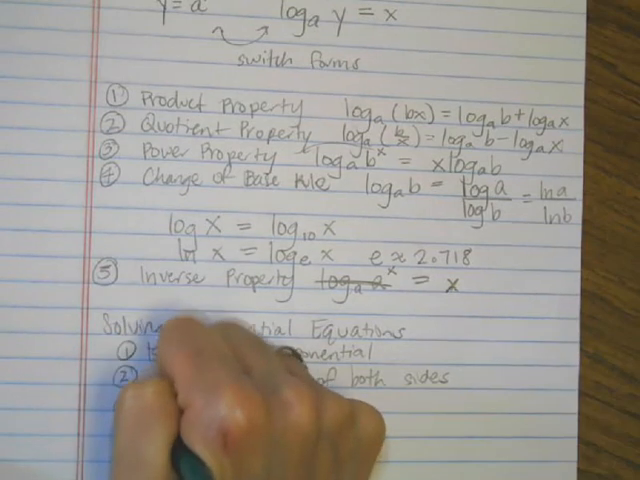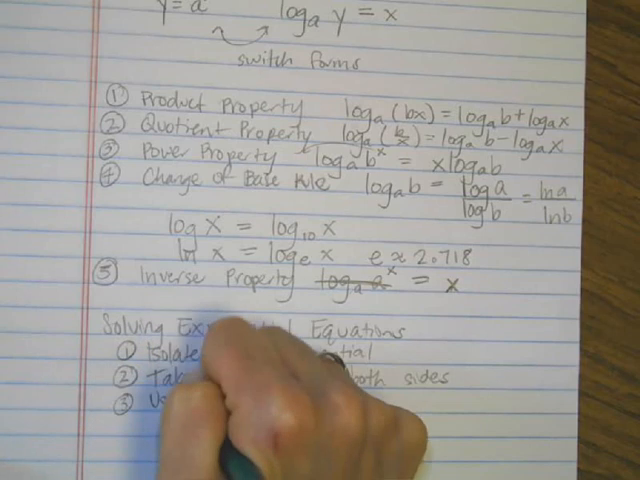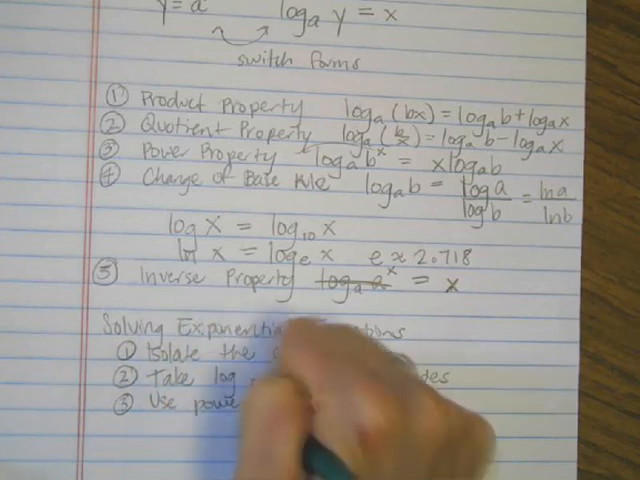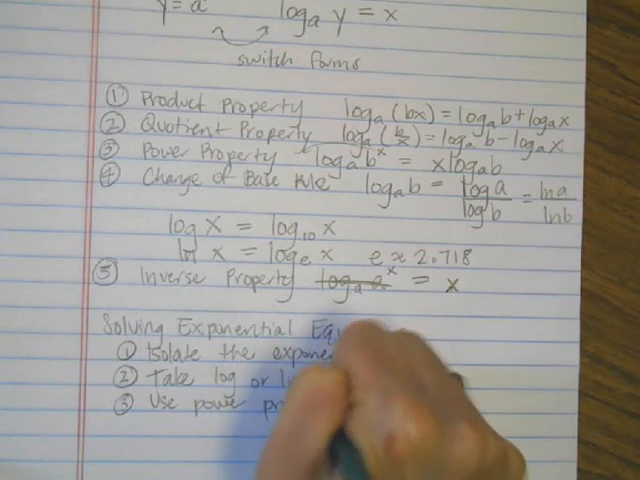So, the first step is to isolate the exponential. Luckily, this thing is already by itself. It's a base and an exponent. There's nothing added or subtracted, so we can leave it the way it is. So step 1 is done for us.